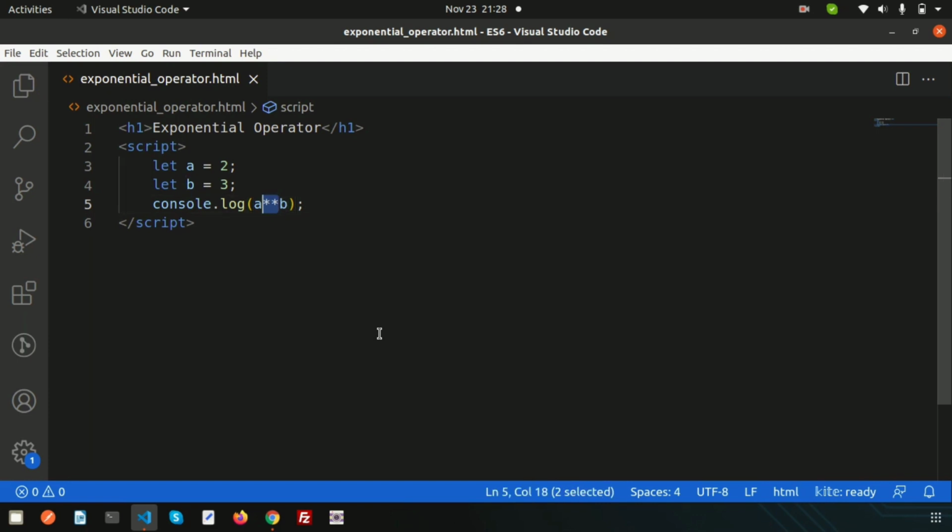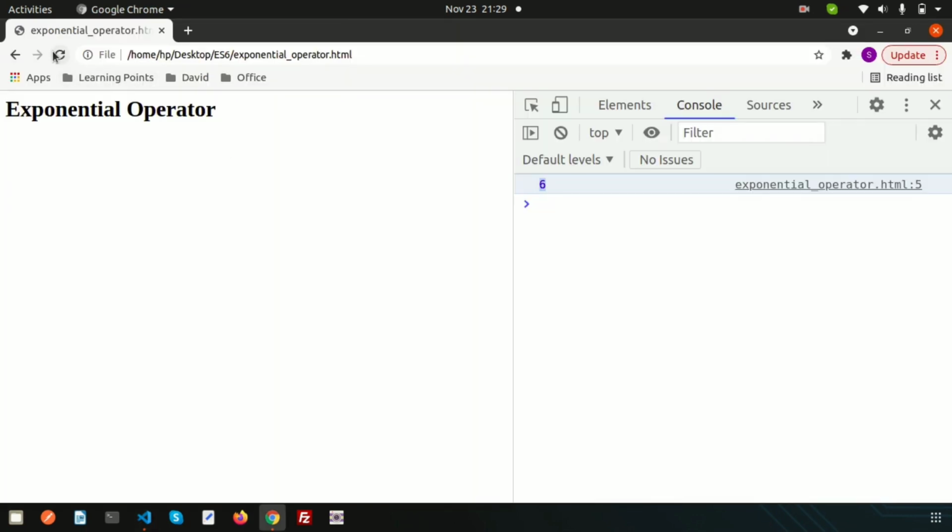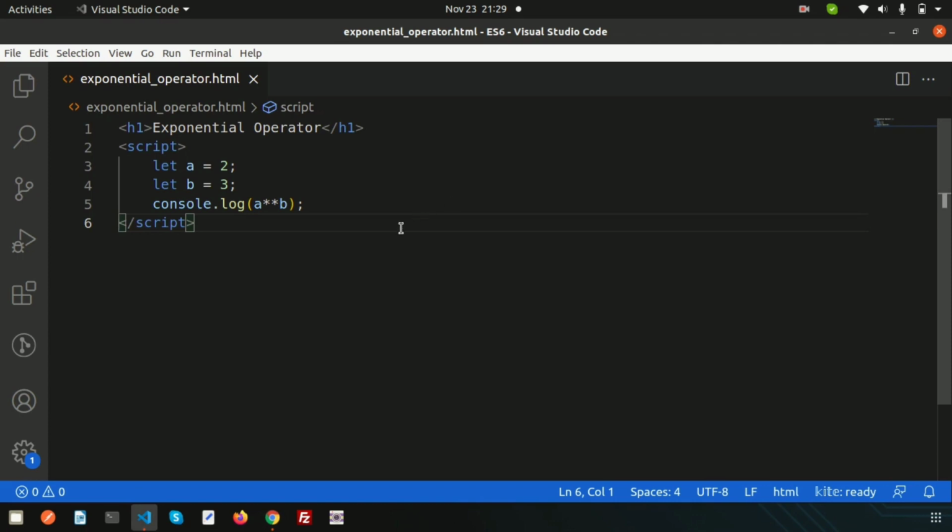By this operator it will generate the power. The value of a is 2, right? And the value of b is 3. That means 2 will be multiplied 3 times in this way, right? So the output will be 2 into 2 into 2. Let's see, 2 into 2 equals 4, 4 multiplied by 2 means 8, right? So this is the exponential operator.